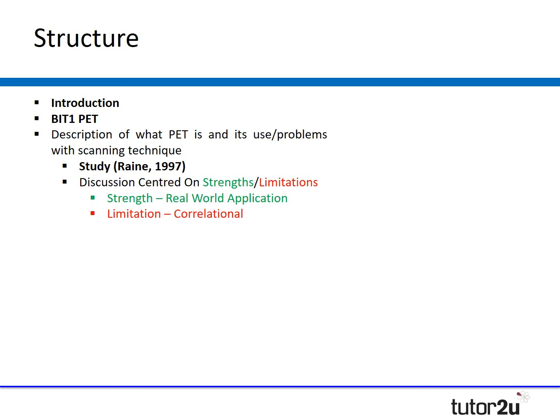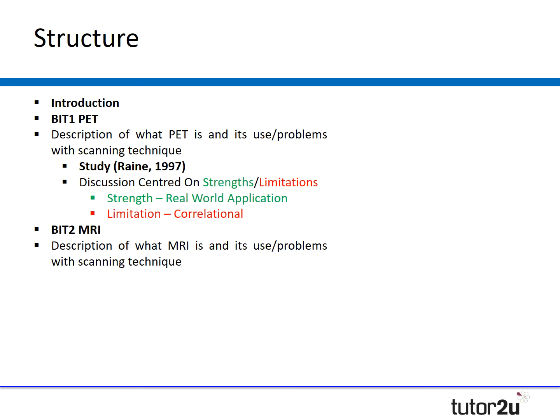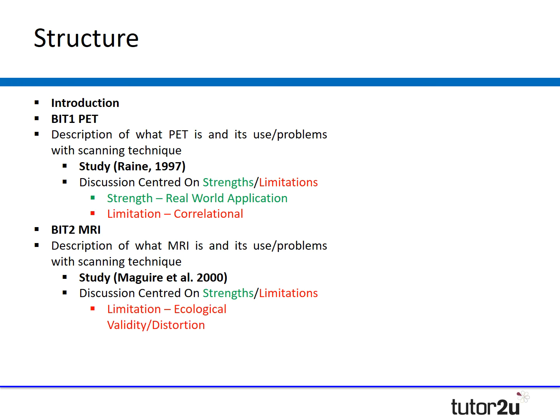And I might even bullet point down what my strengths and limitations would be, okay, to ensure I've got that balance. I'm then going to bring in my second brain imaging technology, and I might use MRI here. Again, I need a description of what the MRI scanner is and its potential problems. I'm going to draw on a study, and then again I'm going to have a discussion centred around strengths and limitations. In this case I'm going to focus more on the limitations, okay? So I've just bullet pointed a couple of limitations there, and then I'm going to conclude. So quite a logical, sensible structure.